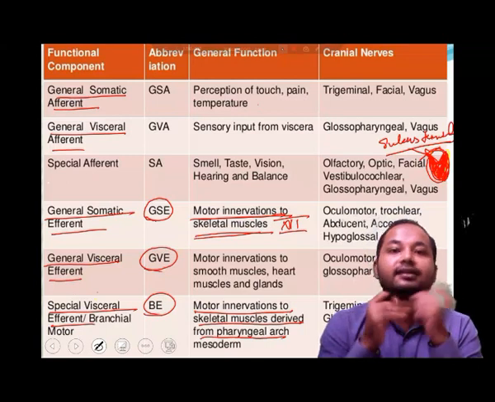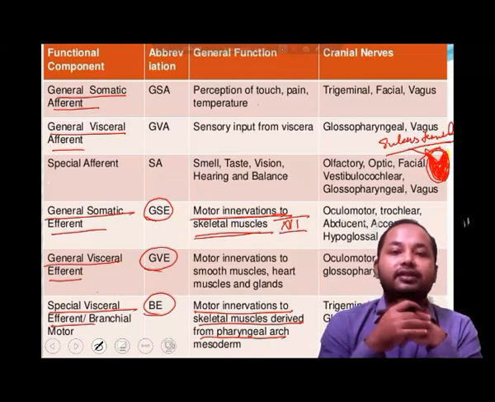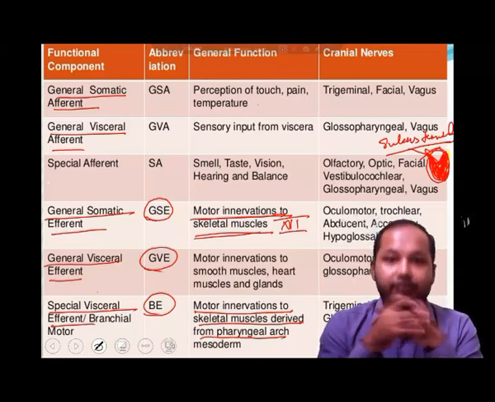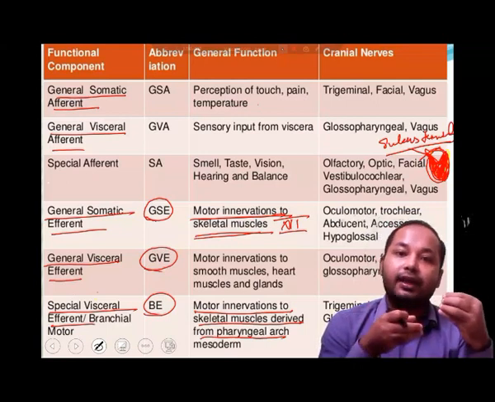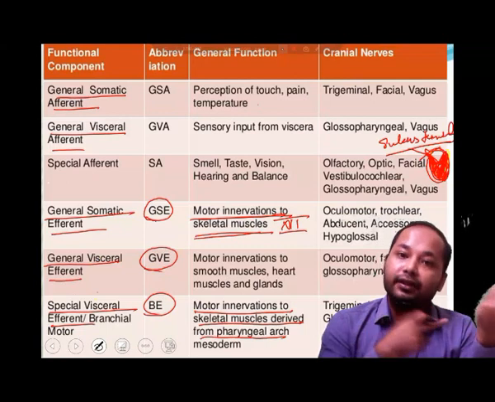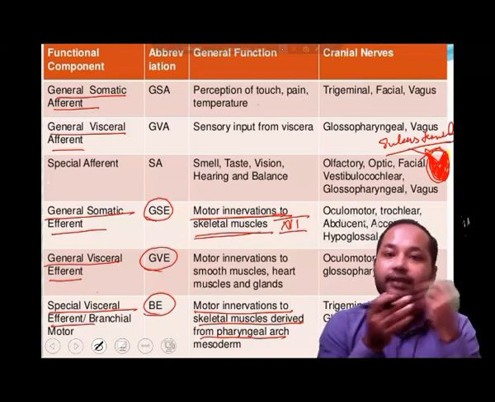So that taste sensation along with the general sensation from the tongue, all of that is going to the same nuclei which has been given a green color in that table. Please take a look at that.